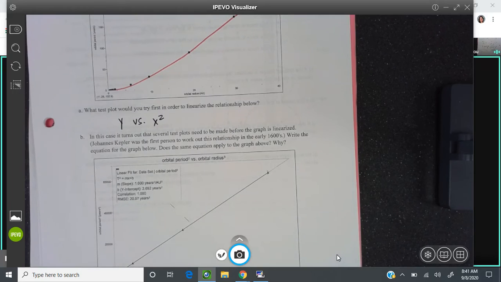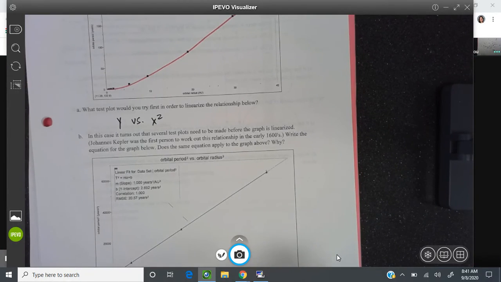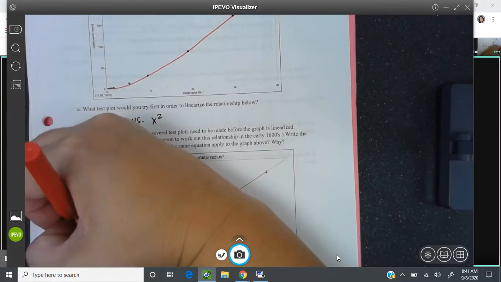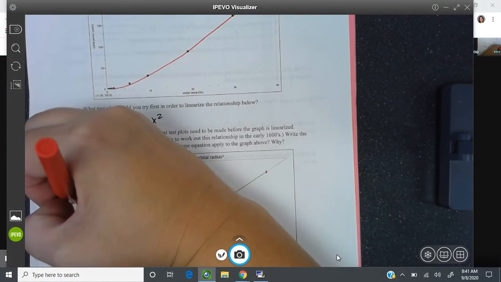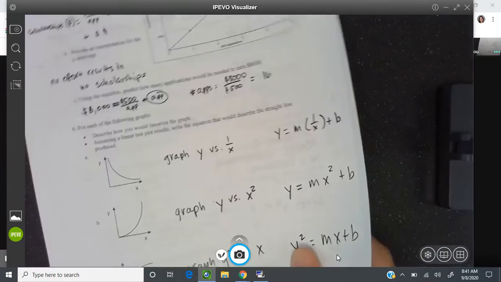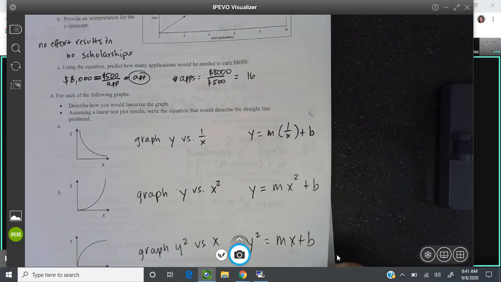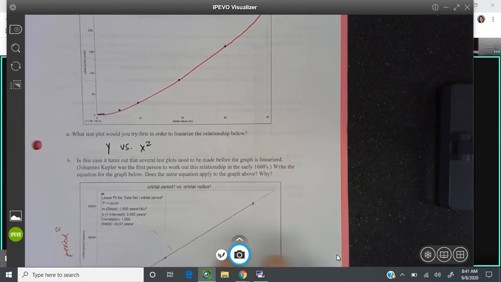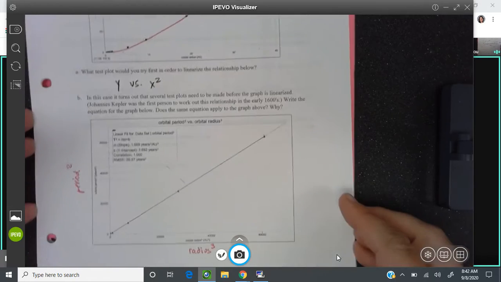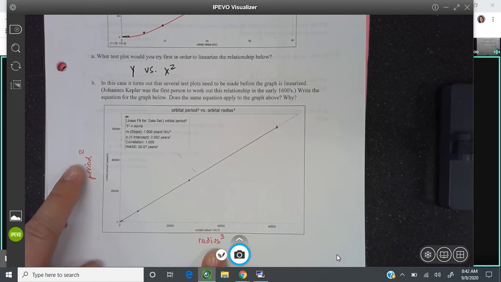So take a look at this down here. Down here we have radius cubed, and on this side we have period squared. So this had to happen a couple of times. There had to be a squared for each of these as those test plots were generated. And remember, Kepler did this by hand. He didn't have a computer to use. But we end up with these kind of funky units on the side.